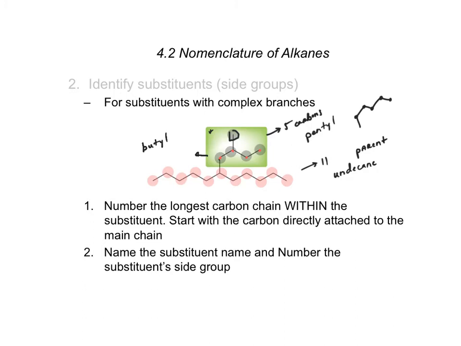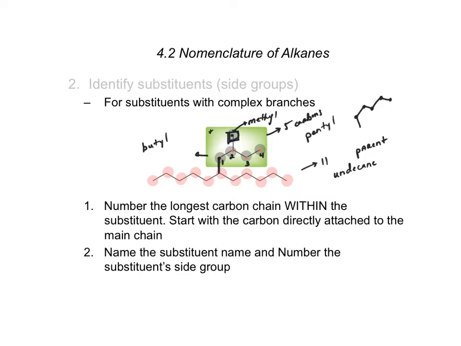And now what we're going to do is number it, starting with this carbon that's directly attached to the real parent, getting the number 1, and then we're going to number sequentially afterwards. So this goes 1, 2, 3, 4, okay? Now, we've identified that the butyl is kind of like our mini parent. From the butyl, we only have one thing that branches off of this, and this is a 1 carbon chain, so this is a methyl group.